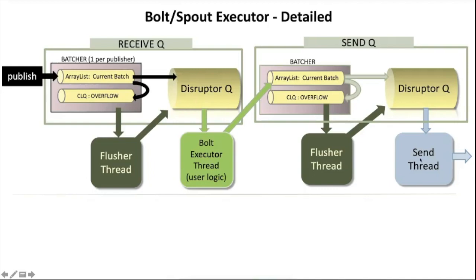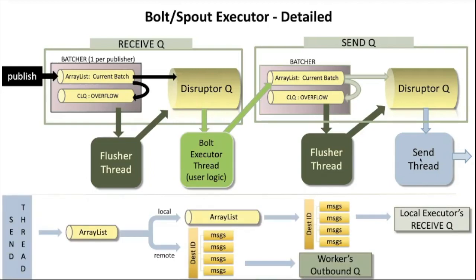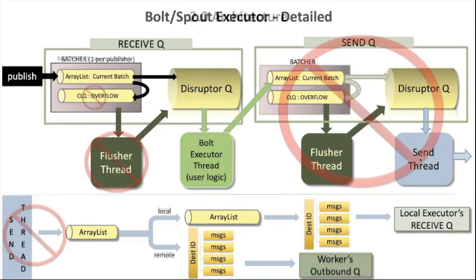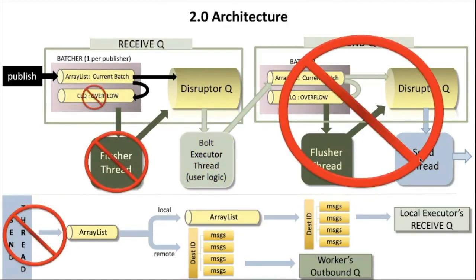The going out happens through the send thread. The send thread has its own set of complexities. In a sense, it's basically trying to do the routing, local versus remote. And it's bucketing those messages by the destination ID in a hash map, and then they kind of go out. They go out either into the local process, meaning another bolt, or they can go out to another process in the same job.